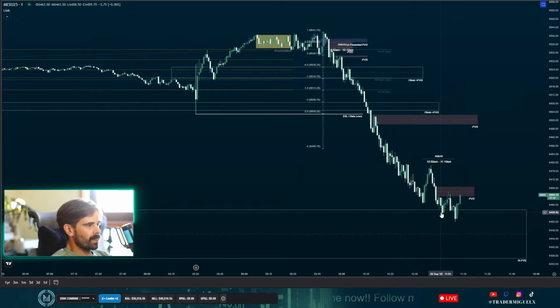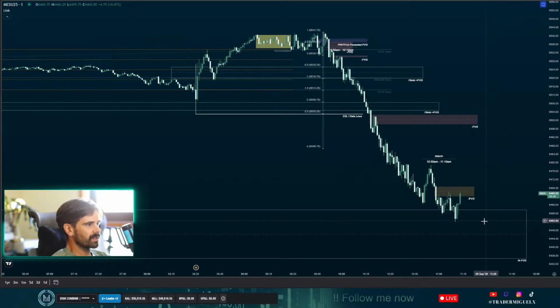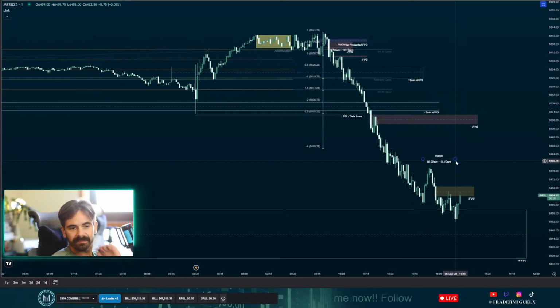So, nice reaction here. If you would like to trade anything here, it seems like this one will get inverted. So this is an inversion. We are past 11. So this is the macro closure of the New York AM session. We just need a breaker now.